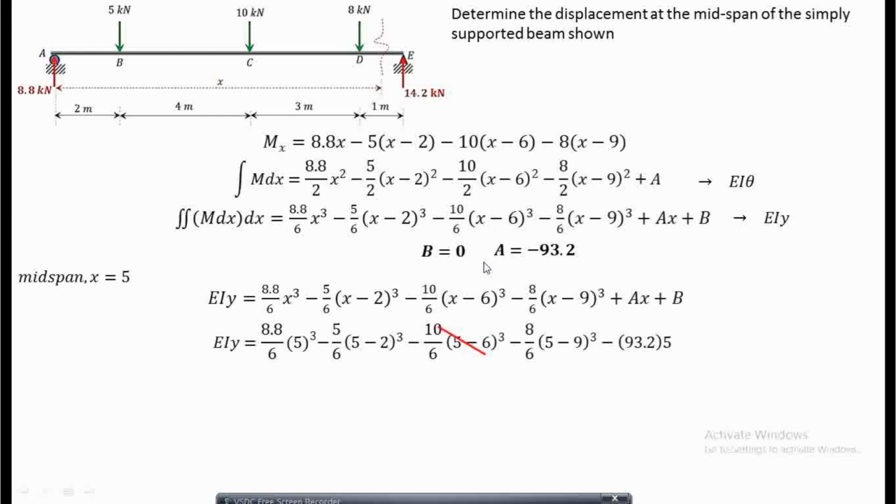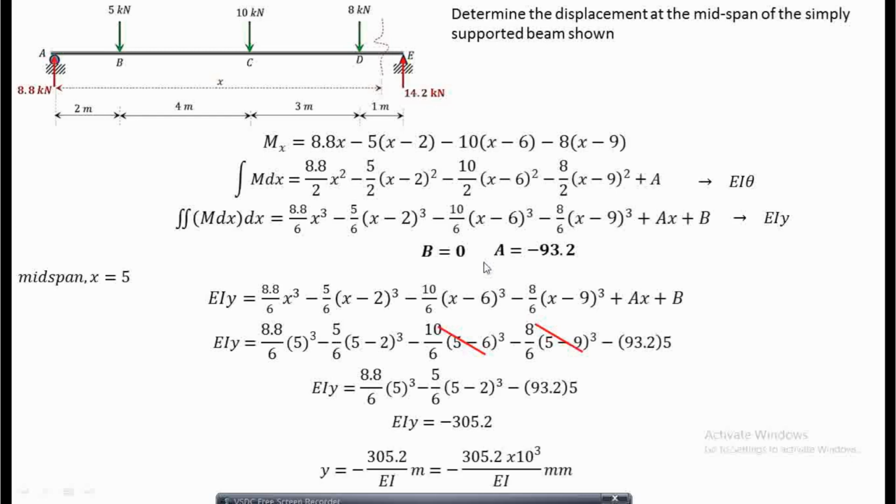As always, if the value inside the parentheses is 0 or a negative value, you have to ignore that. Kaya in-ignore ko yung itong 5 minus 6 kasi negative siya. 5 minus 9, negative din yung value nun. So, ignore that one. Ito na ngayon yung magiging EIY equation ko. Simplifying this, my EIY is equal to 305.2.